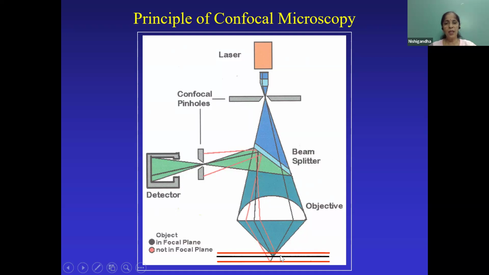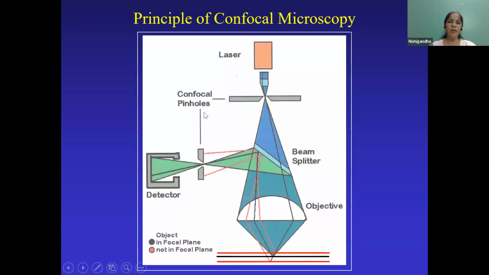Now, the black line that you see here is the focal plane of the objective, while the orange lines show planes which are above and below the focal length. The light which is emitted by the object will be emitted from all the planes, but the black line shows the light emitted from the object which is in the focal plane. This light, as well as the light which is coming from the planes which are not in focus, is in totality reflected by the beam splitter to the detector.